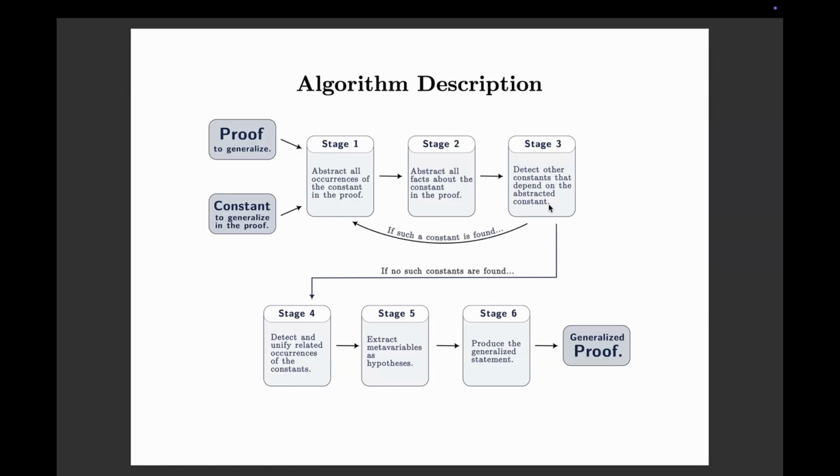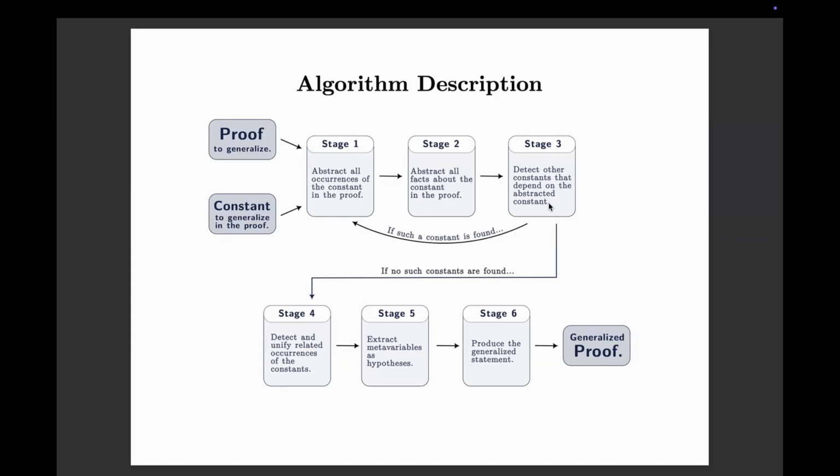And then we detect other constants that depend on that abstracted constant. The way we do this is with the type check. So for example, in the sets of size 2 and 2 and 4, if we just turn the 4 into a meta variable but leave the 2's the same, then we'll end up with a proof that doesn't type check. And so we can recognize that there's a dependency there and recognize that what needs to be abstracted should be those 2's. And so then we abstract the 2's and abstract all facts about the 2's and so on until the proof type checks. And that's how we know there's no other dependencies.